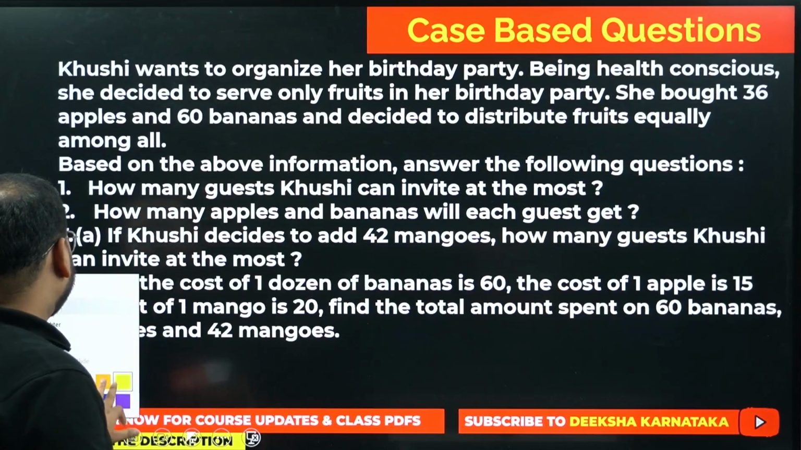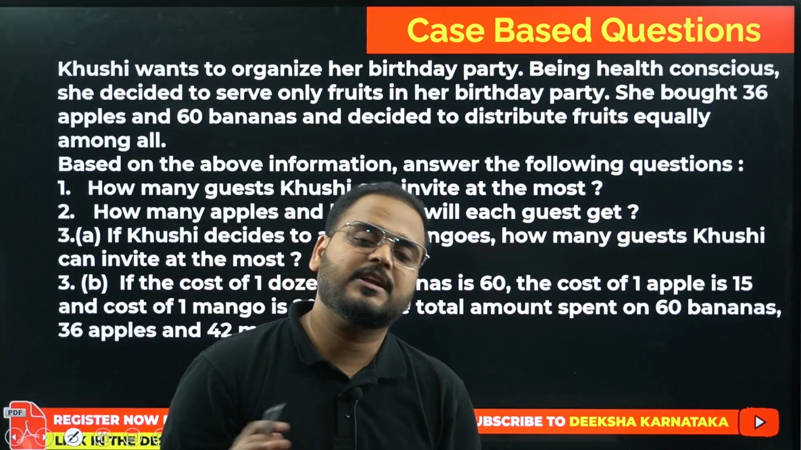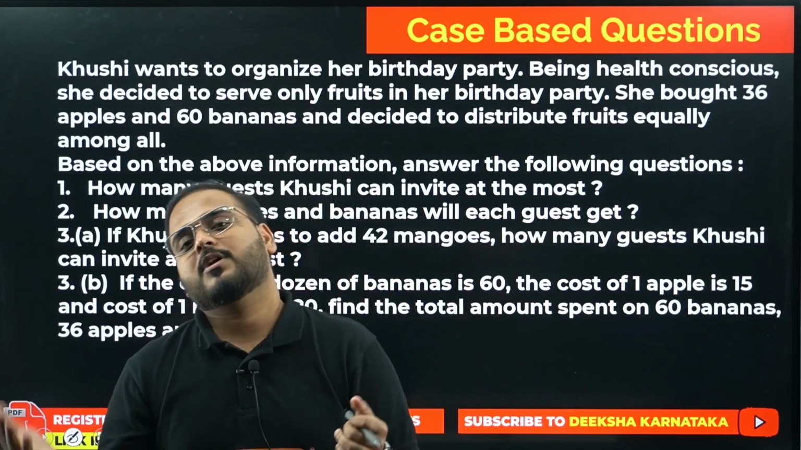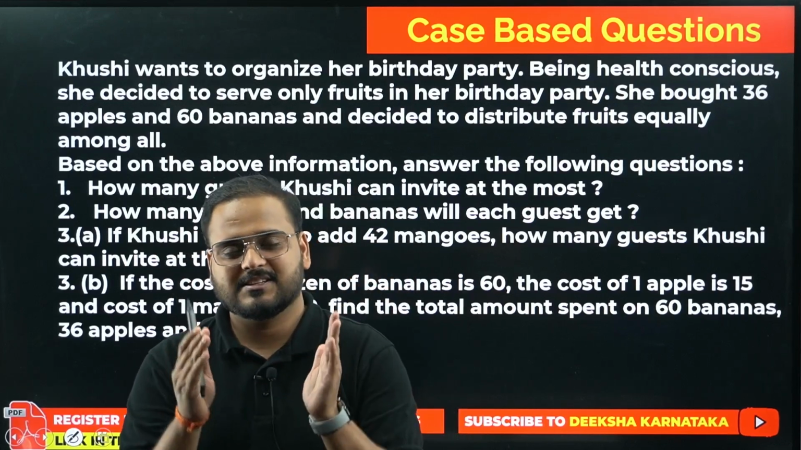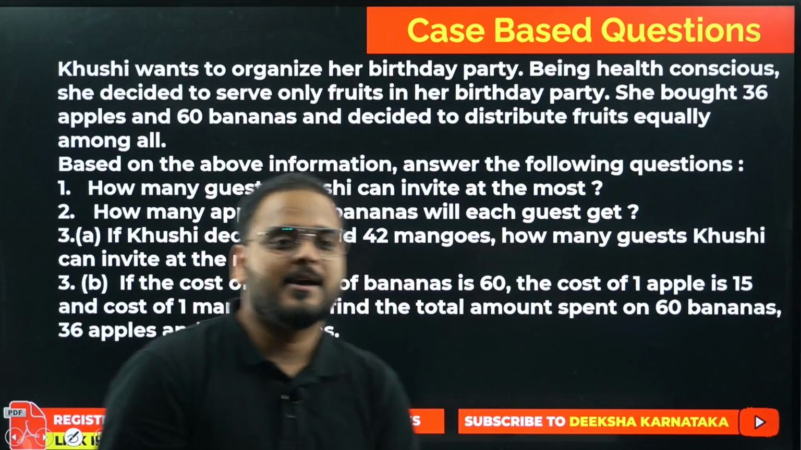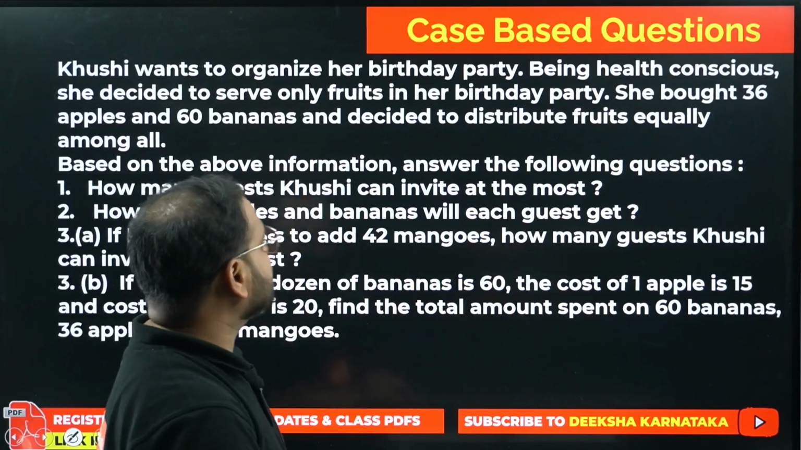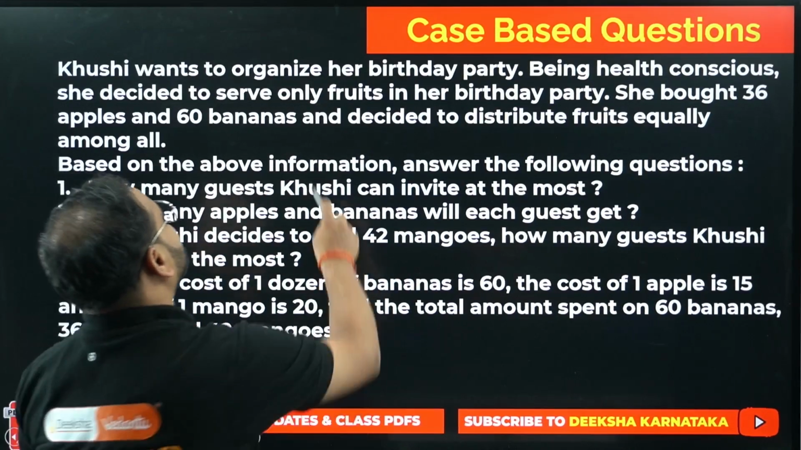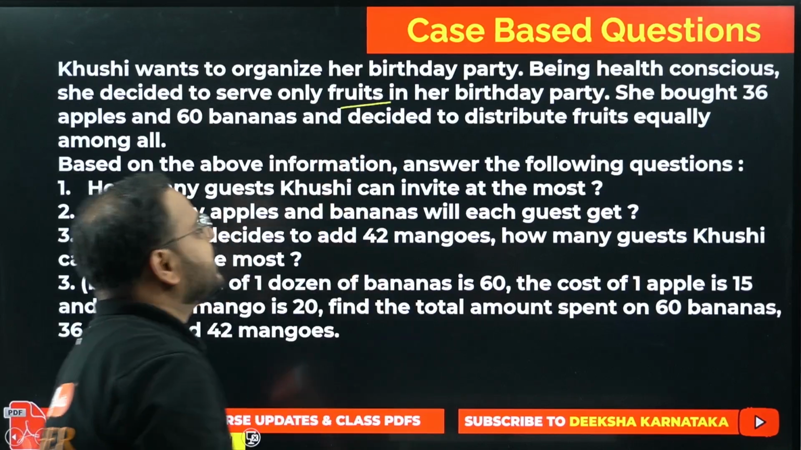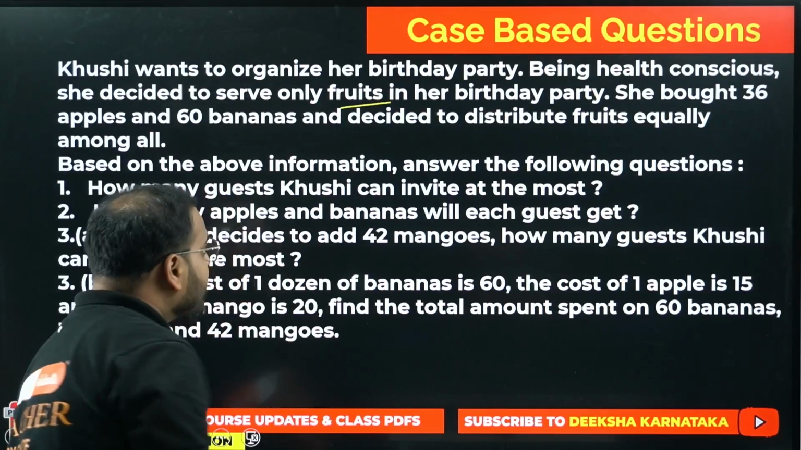In a case study, please give time to read the question at once. If you skip reading the question, you'll end up reading it more than once. So at once, spend some time to read the question. Khushi wants to organize her birthday party. Being health conscious, she decided to serve only fruits. Okay, great. She bought 36 apples, 60 bananas.